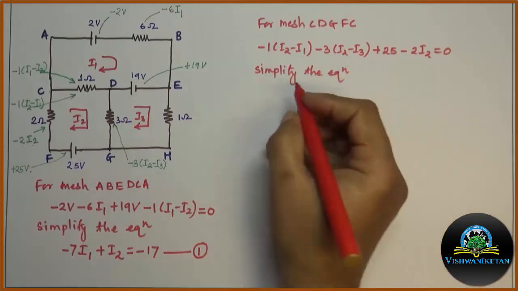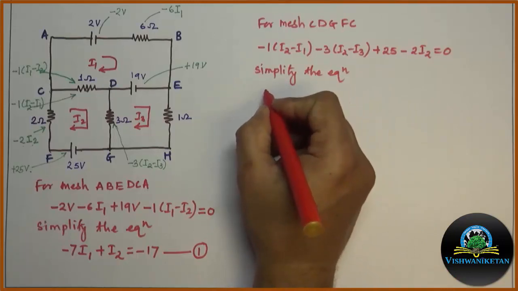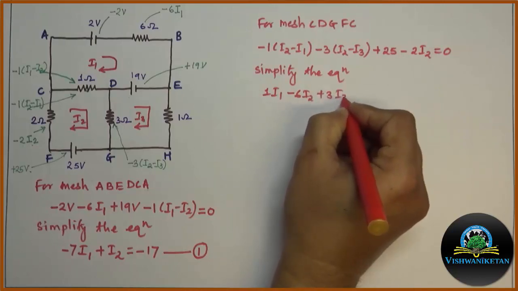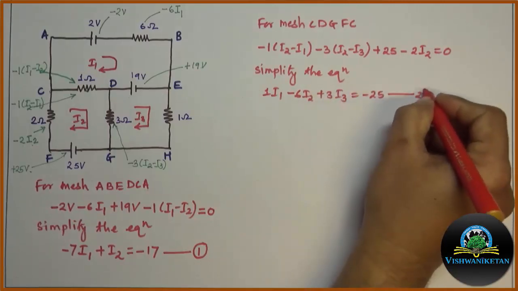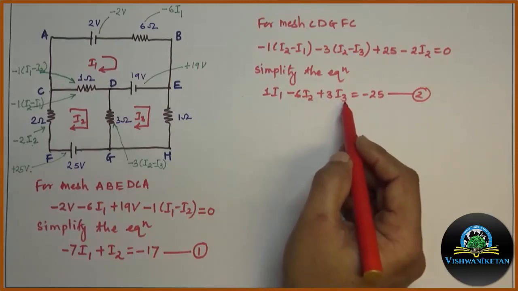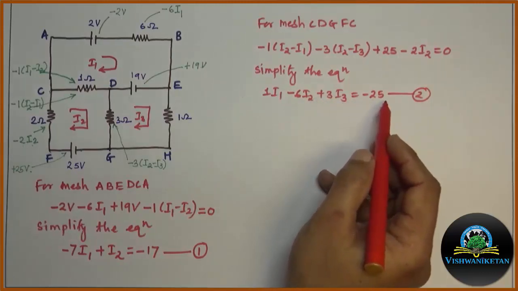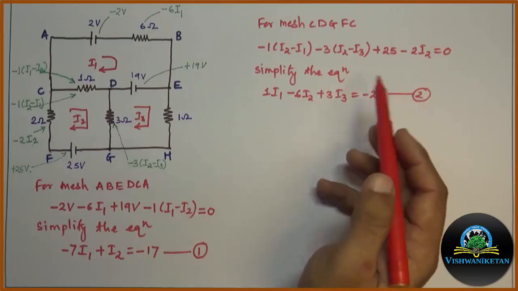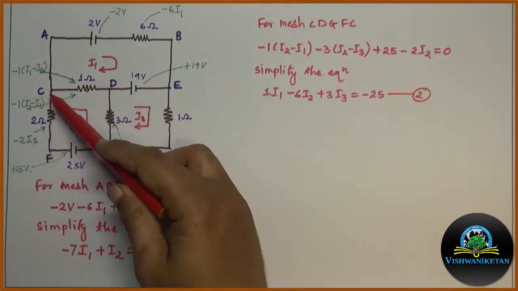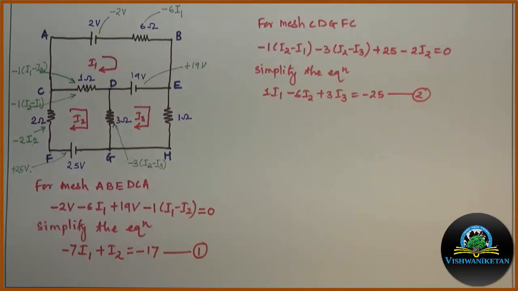Let us simplify the equation. So we get minus 1 I1 minus 6 I2 plus 3 I3 is equal to minus 25. This is my second equation of loop C, D, G, F, C. Now we will apply KVL to the third loop, that is of I3.